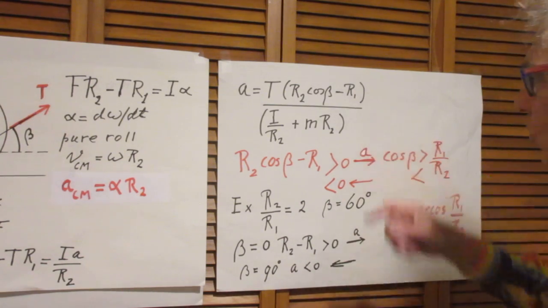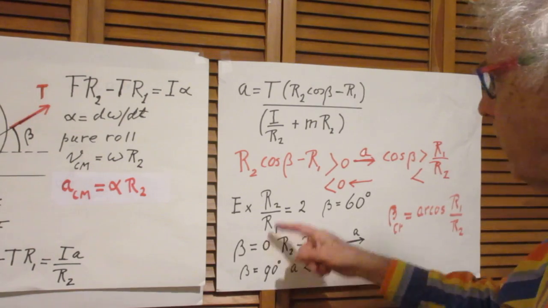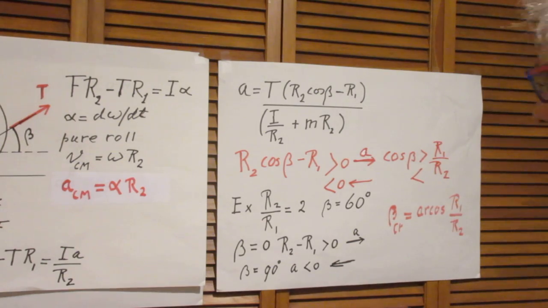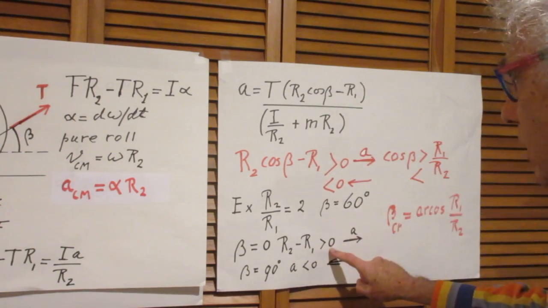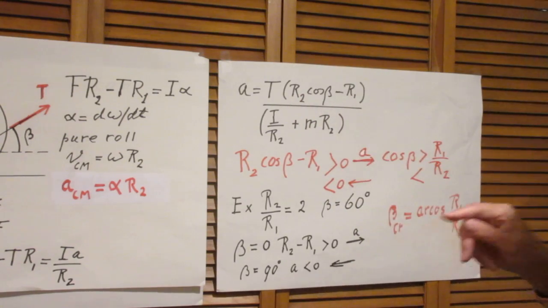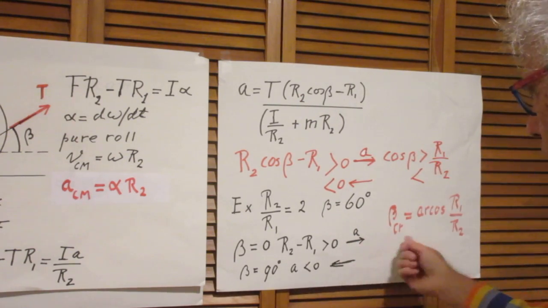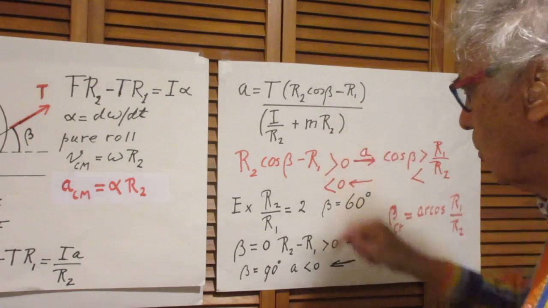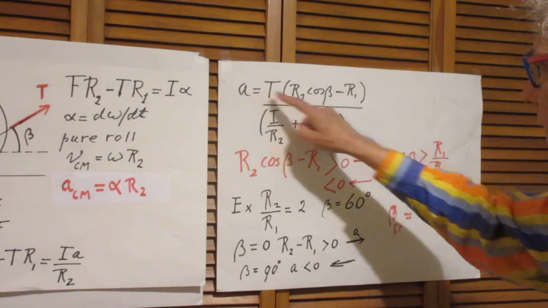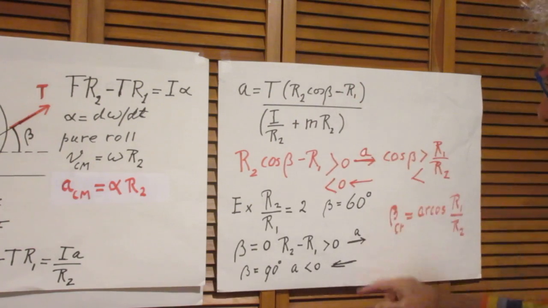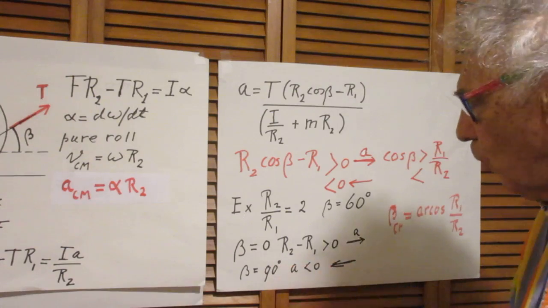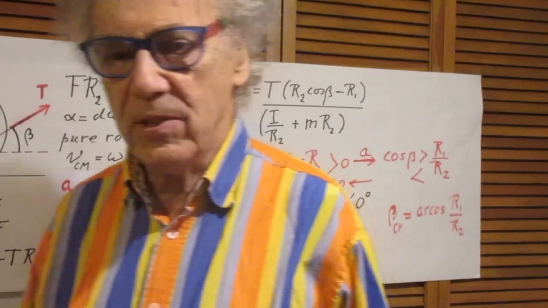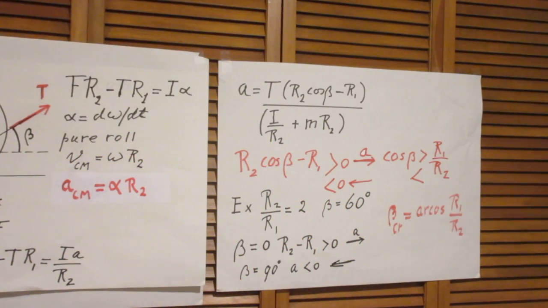Let's do another trivial consistency check. If we make beta 0, then the cosine of beta is 1. Then R2 minus R1 is always larger than 0 because R2 is larger than R1. So it will always roll in the direction that I pull. If beta is 90 degrees, then the cosine of beta is 0. So A is determined then by this minus R1. So A is always negative and it will always roll in this direction. So, in a sense, the problem has now been solved.